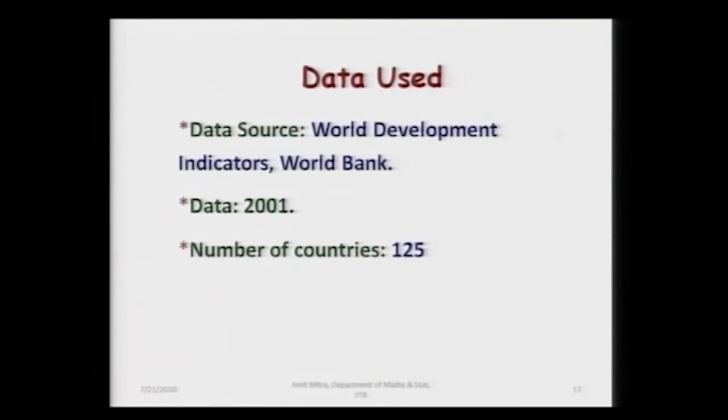I forgot to tell you the source of the data for the previous application. The source of the data was the Reserve Bank of India. The data source for this one is the World Development Indicators publication of the World Bank. The data corresponding to 2001 have been chosen, and the number of countries, that is the cases, is 125. So, what is the dimension of the data? If we have 25 indicators of economic and socio-economic development and 125 such cases, we have in all 125 by 25 dimensions.